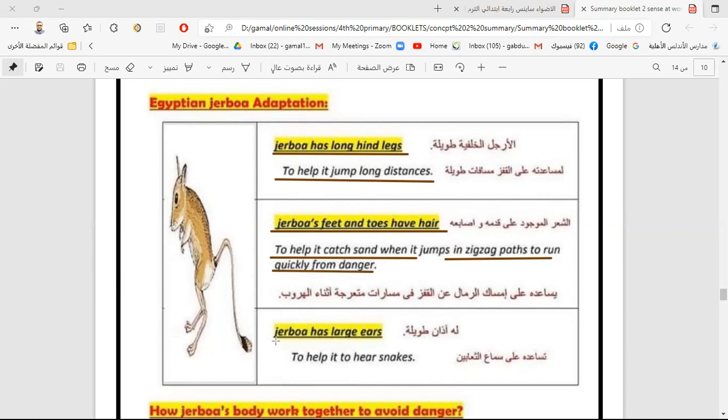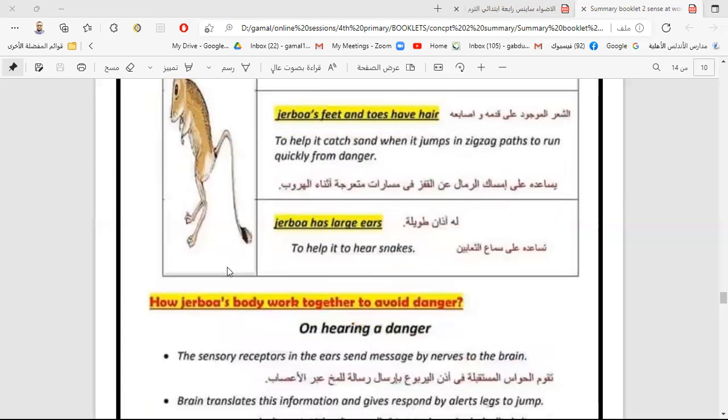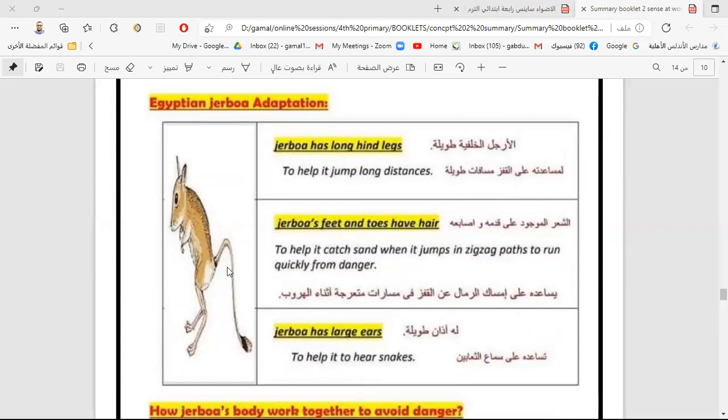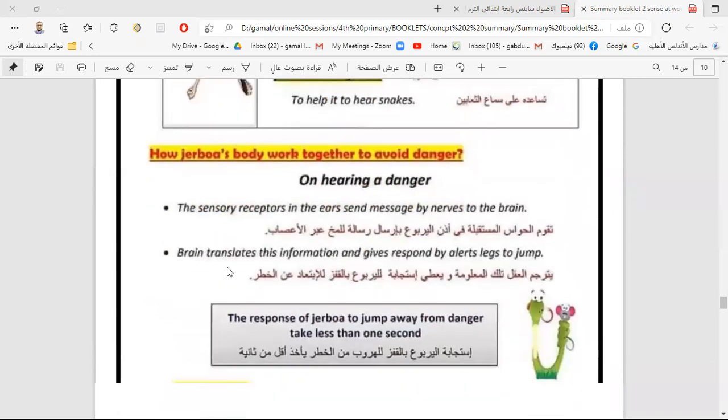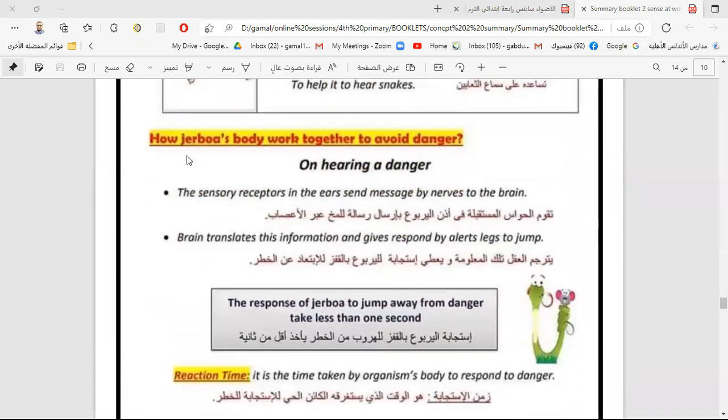Okay. And also, the jerboa has large ears. We said before, it helps it to collect sound and hear the snake and run away quickly from the snake. Excellent. All of these are structural adaptations in the jerboa. Okay. What happens when the jerboa's body systems work together? Yeah, all systems work together in the jerboa. You can see here the systems are working together to avoid the danger.